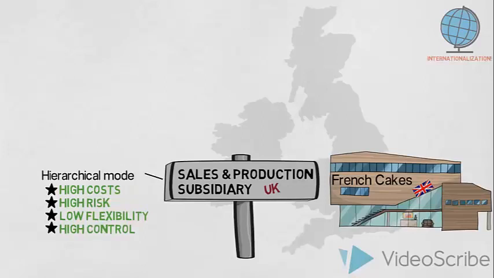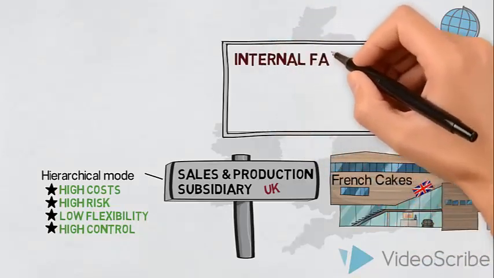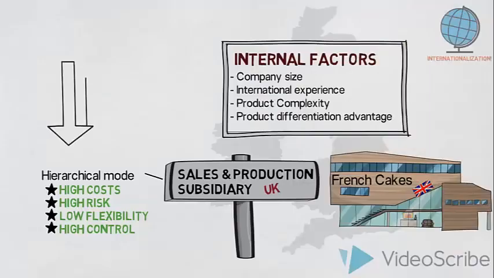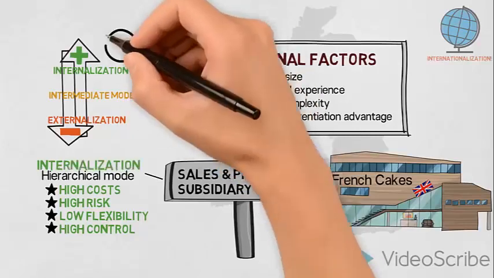A high level of control, as French Cakes would hold on to complete ownership of all value chain activities, being in the position to make all decisions about target groups, distribution channels, and so forth. Let us address the first set of factors, the internal factors. Let us use this visual as we evaluate French Cake's internal factors, and let us see if this will indicate a move towards internalization, as French Cakes are considering.